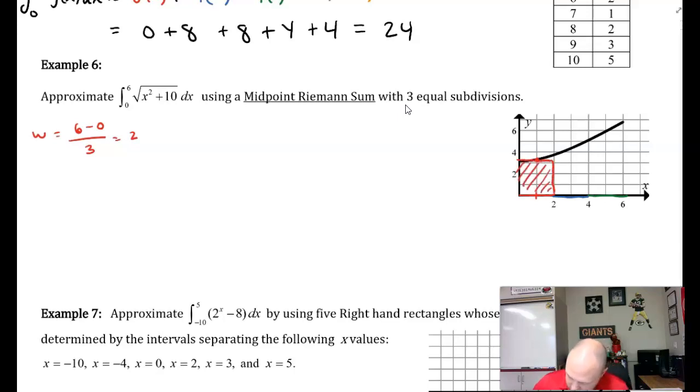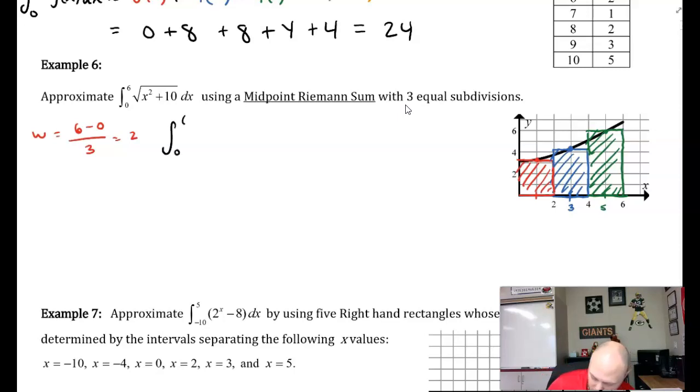The height of my second rectangle comes from the middle point, which is at 3. So the height of the function at 3, plus the height of the function from the middle point, which is at 5, and there you have it. All right, so let's go ahead and calculate this.